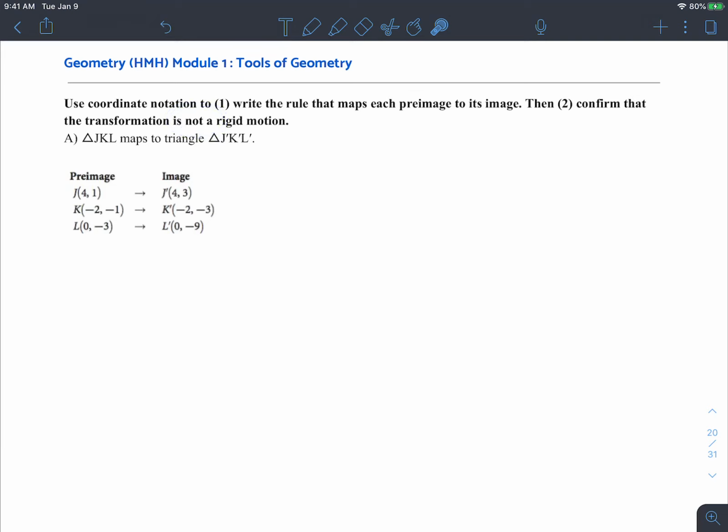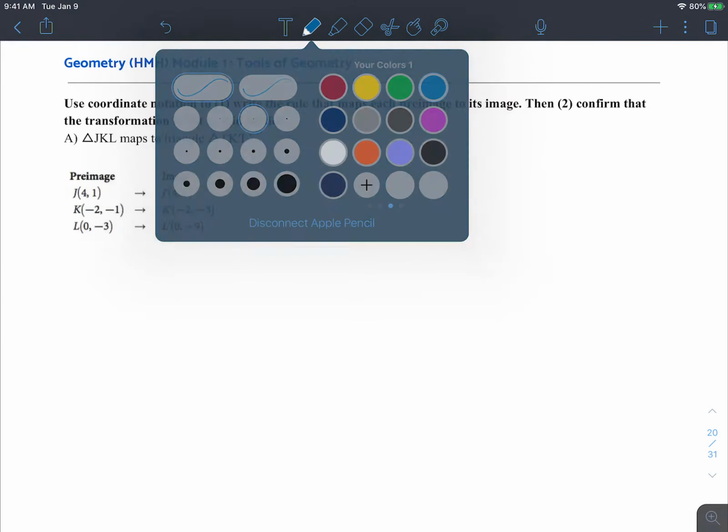Not rigid. So what that means is that if we could show that at one point the corresponding segment is not the same length, then we don't have to show anything else. We could just stop right there. Okay? So in this particular case, let's get going.